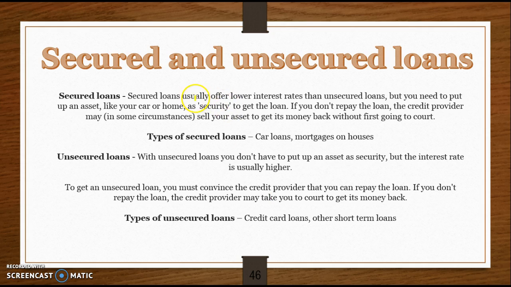Secured loans offer a lower interest rate than unsecured loans because the bank gets access to your car or your home and has that security that if you don't repay your loan, they get some asset as well. With unsecured loans, you don't have to put up any asset, but the interest rate is usually higher. To get an unsecured loan, it can often be a lot harder, and you must convince the bank that you are able to repay the loan because they don't want to be lending to people that can't pay back their money, and because they're not going to get anything out of it.